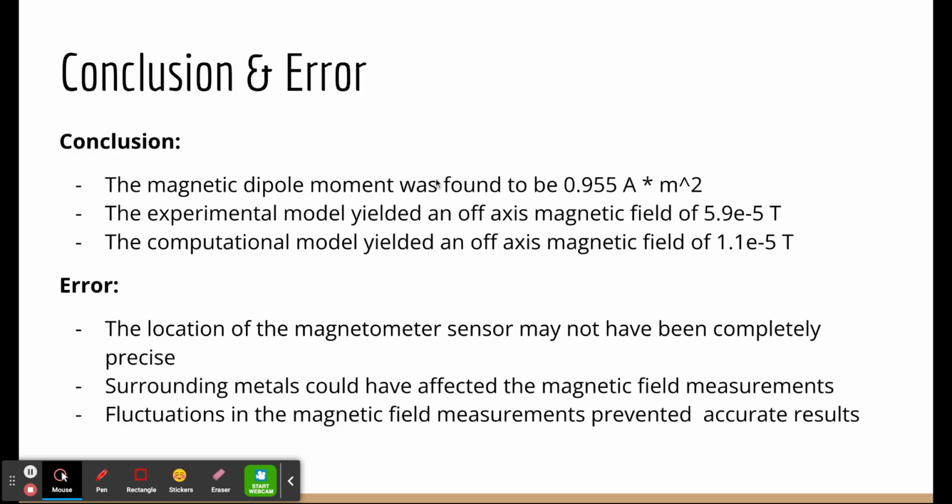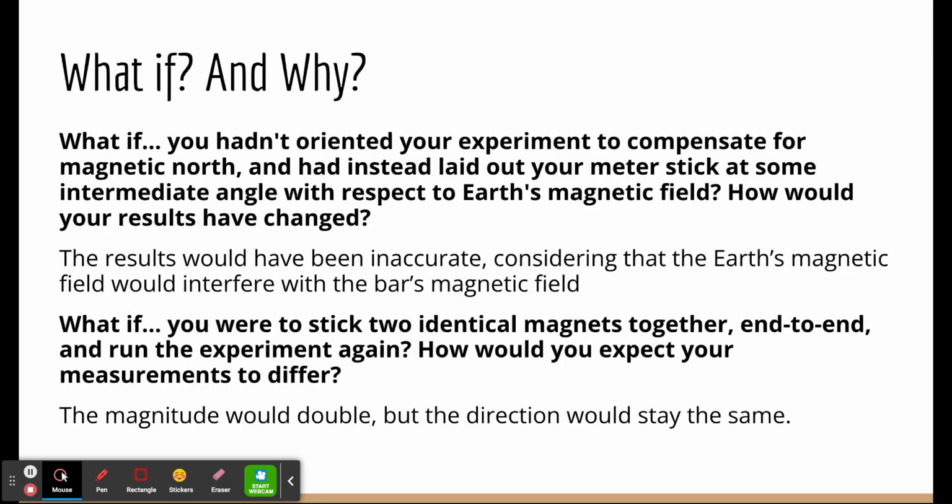And in conclusion, the magnetic dipole moment was found to be 0.955, and then the experimental model yielded an off-axis magnetic field of 5.9 times 10 to the negative 5 teslas, and the computational model yielded an off-axis magnetic field of 1.1 times 10 to the negative 5. And some errors that could have occurred were the location of the magnetometer sensor may not have been completely precise, surrounding metals could have affected the magnetic field measurements, and fluctuations in the magnetic field measurements may have prevented accurate results. What if and why?